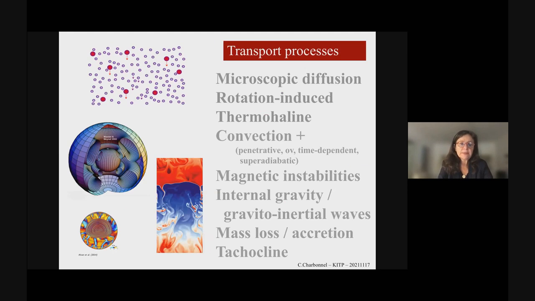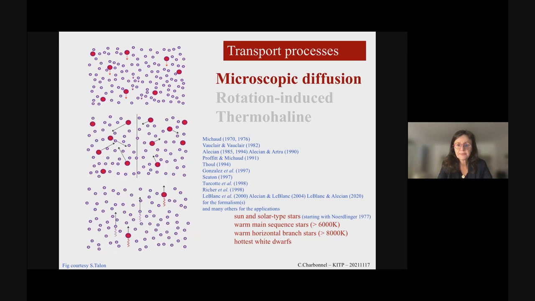So talking about mixing processes is a big task, and fortunately there have already been lots of talks during this week and also the weeks before, talking about different aspects. Convection we heard before, and magnetic instabilities are going to come. Also internal gravity waves are going to come. So I'm going to focus today on three processes, which are microscopic diffusion, rotation-induced mixing, and thermohaline mixing.